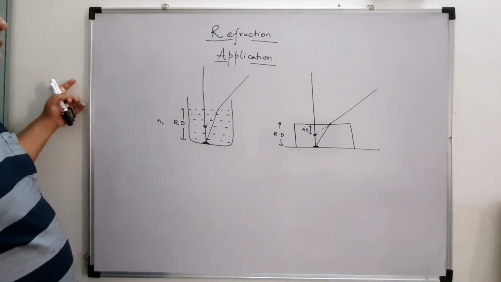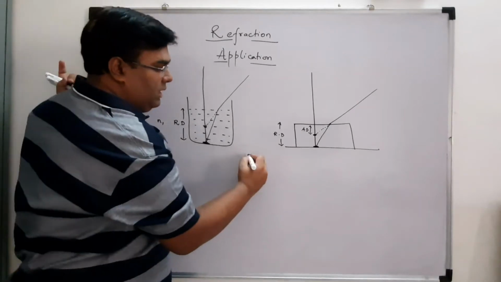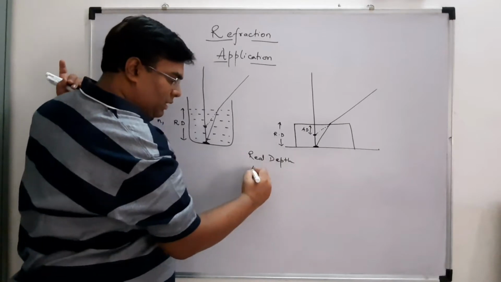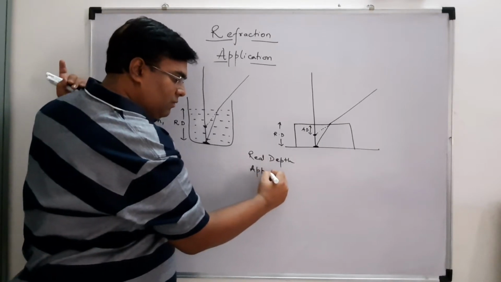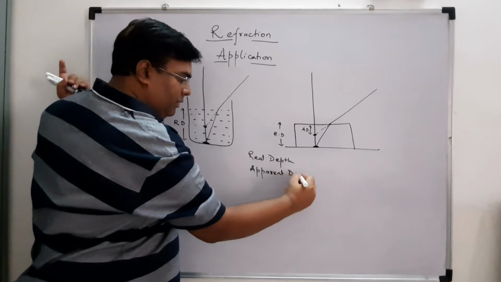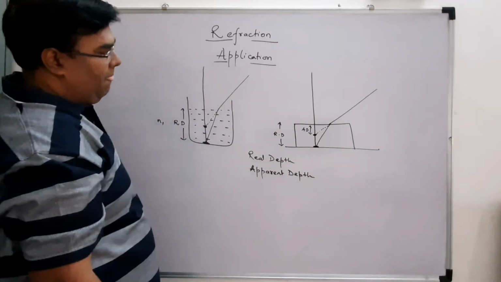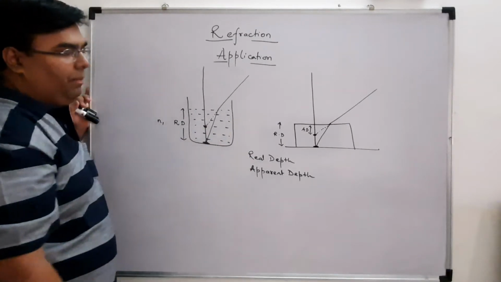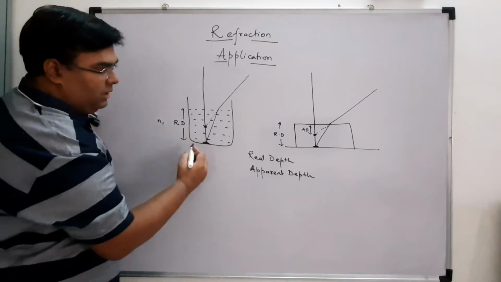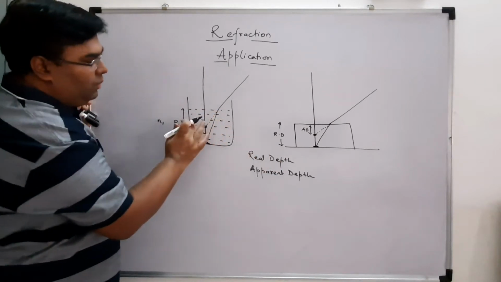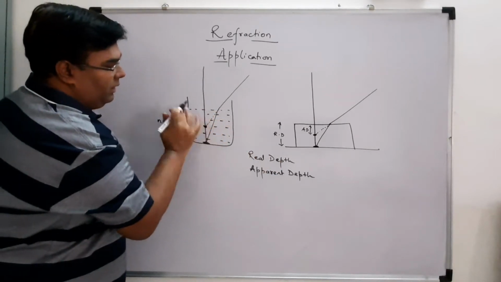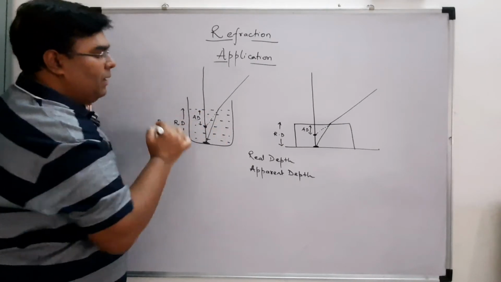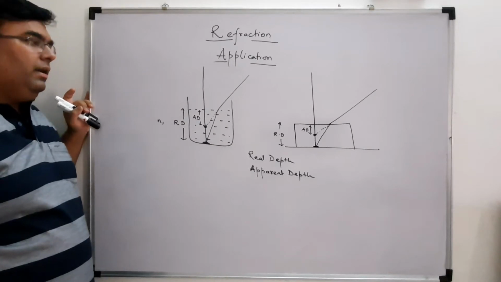Now this depth is called my apparent depth. So understand the terms: real depth and another one, apparent depth. Real depth and apparent depth. And what is this? The shift. Here also the apparent depth is this, just making it clear. This is my apparent depth.